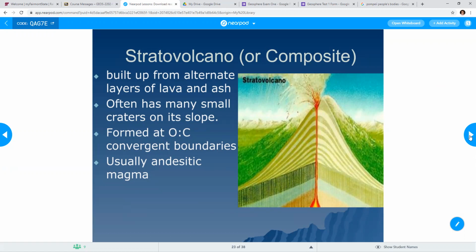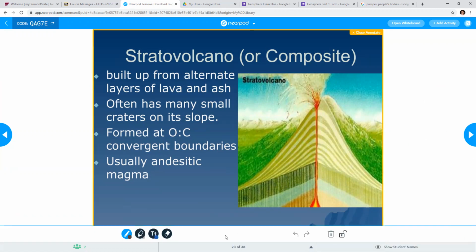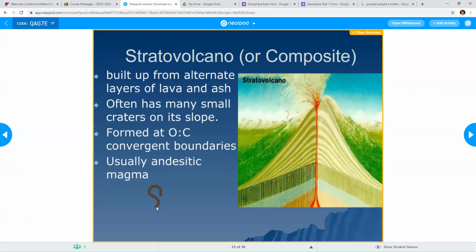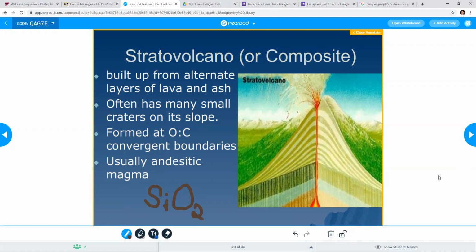What traps it in there? Si, silicon dioxide, also known as quartz. The higher the level of SiO2 in your magma, the more dangerous it is, because that means the stickier it is. The more you can trap a gas, the more pressure builds up. The more pressure you build up, the more explosive the eruption.